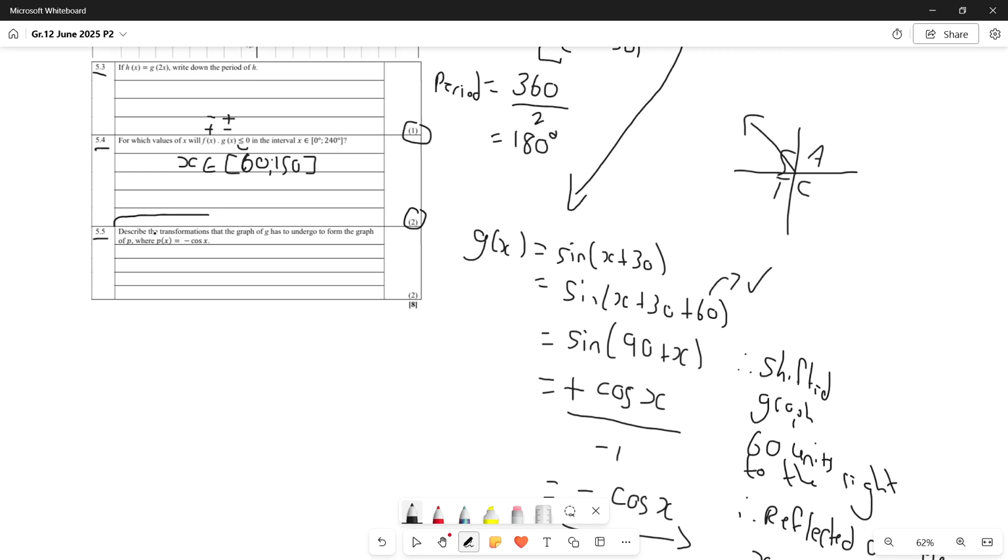And these would be the 2 marks to describe the transformation that the graph of g has to undergo to form the graph of p, where p of x equals negative cos x. And we just earned those 2 marks and completed this section, earning us 8 marks.